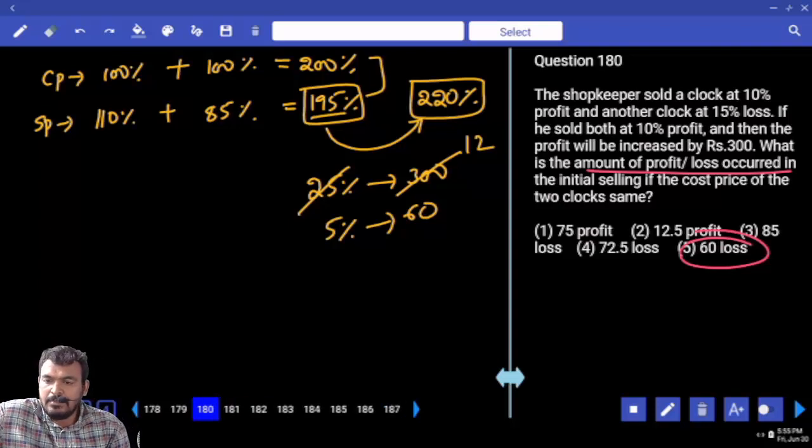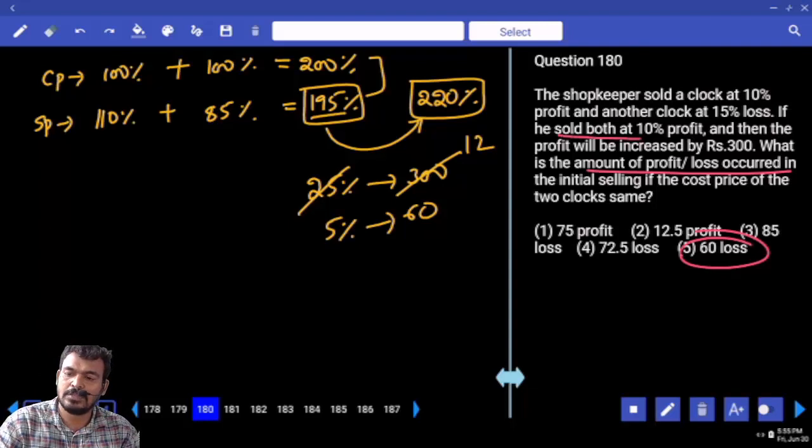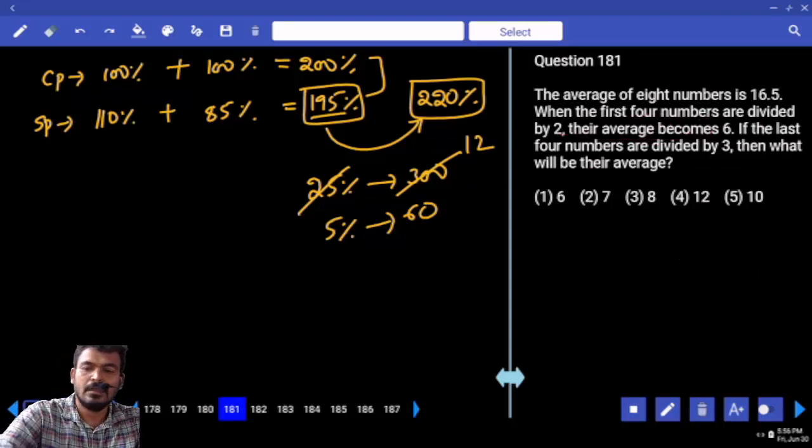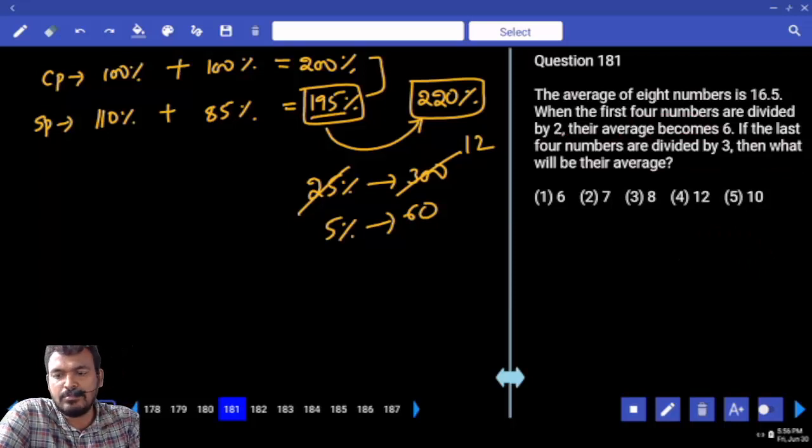Sold, and then profit will be increased by how much? 300. If he sold both at 10% profit, the new selling price is how much? 220. What is the original selling price? 195. How much percent is increased? 25%.